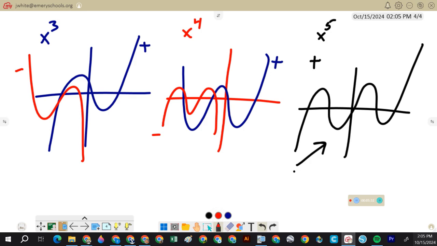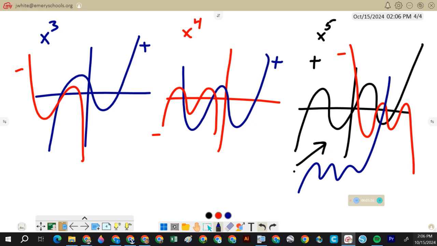And then a negative x to the fifth would look like this. And again, I can stretch and pull and twist and change the shape of it, but the basic idea is the same. Now, can we guarantee that every x to the fifth hits the graph 5 times? No. In fact, it might only hit once.